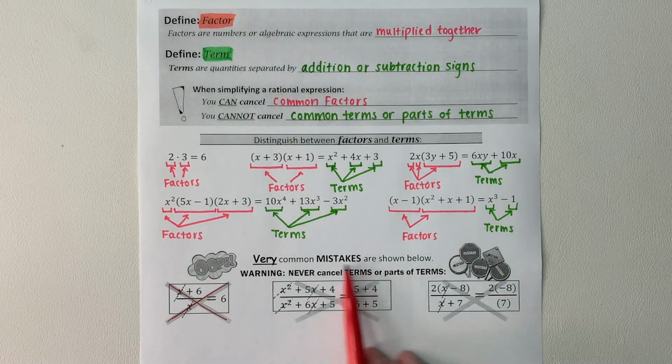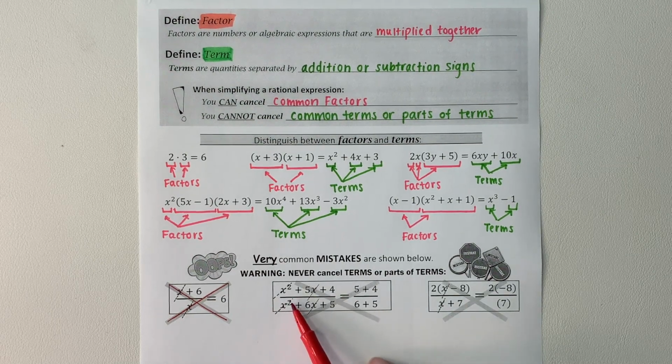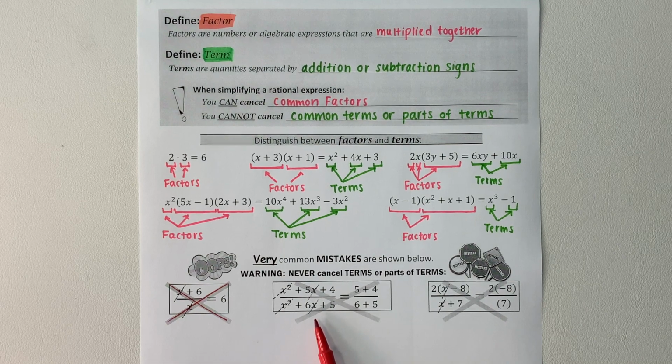Here's another example of a mistake. Notice this student canceled the x squares and canceled the x's. That's very tempting, but that is incorrect. Notice in the numerator, we have these addition symbols separating the terms. So this is a term, this is a term, and this is a term. Same thing in the denominator. These addition symbols are separating our terms. So this is a term, this is a term, and this is a term.